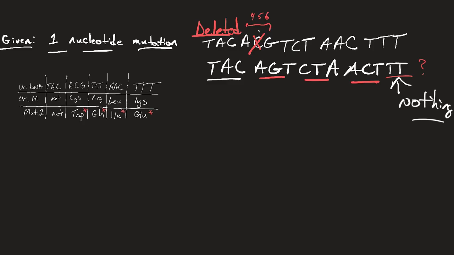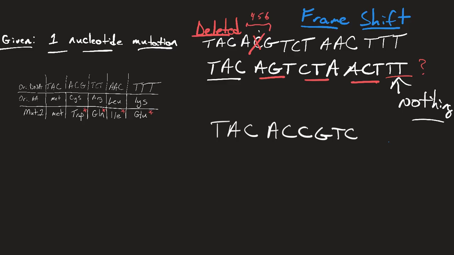By the way, this is also known as a category of mutations known as frame shift. What that means is in a frame shift mutation, there's a deletion, there's also an insertion. So if you stick something in or delete something, what it's going to do is change everything after it. Right? So if we inserted something, instead of taking out a C, what if we said TAC A C C G T C T A C T T T?